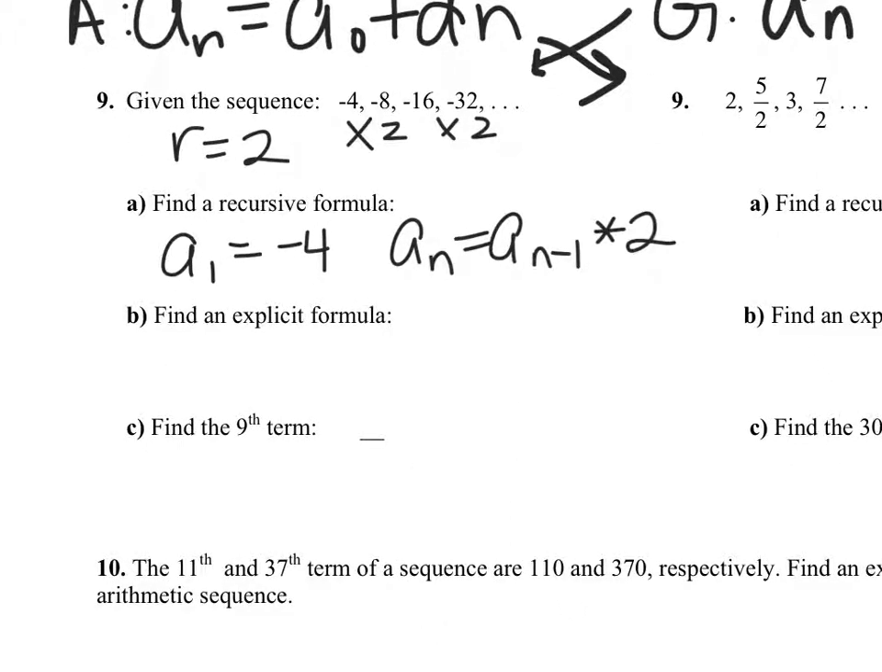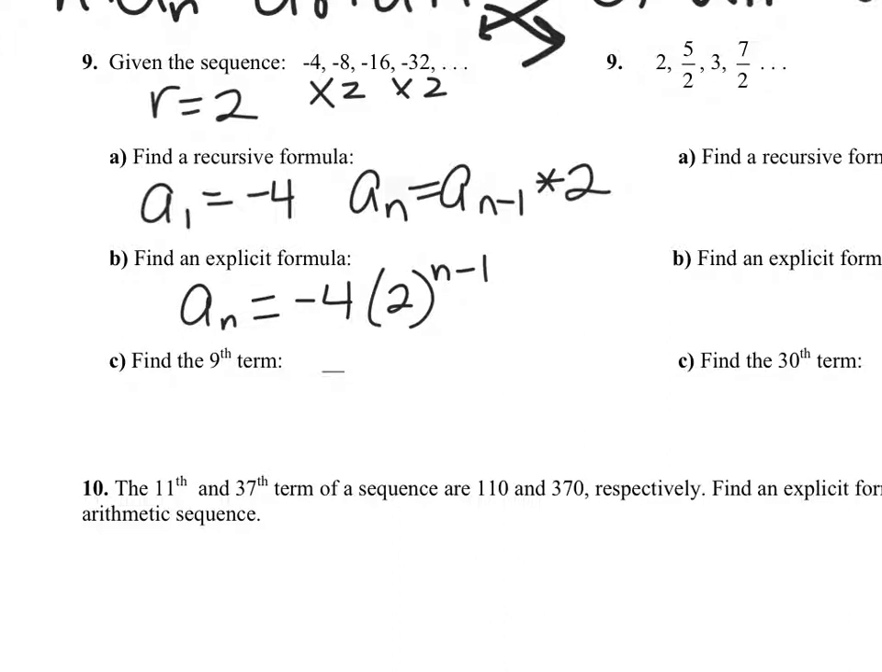All right, explicit formula would be to find the nth term of the formula explicitly. You would go to -4 as your first term. You're multiplying by 2 to the n minus 1. If you like the other one better, you can use that one too. So the other answer would be -2 times 2 to the n. That's the other answer.